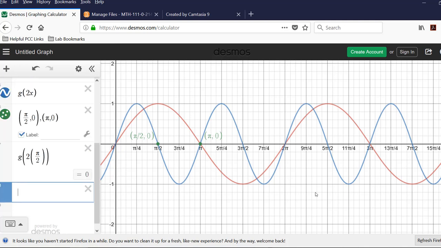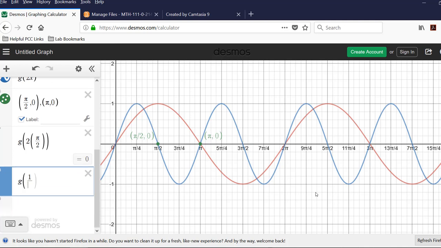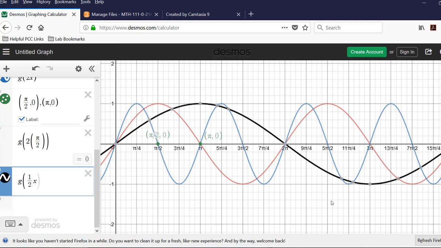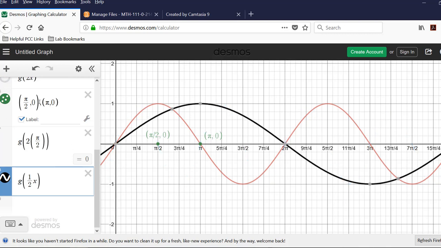What if I were to do the following? G of half of x. Now this does the exact opposite. So I'm going to remove the blue. I'm going to remove.